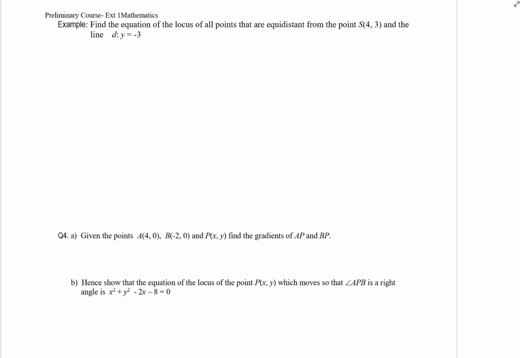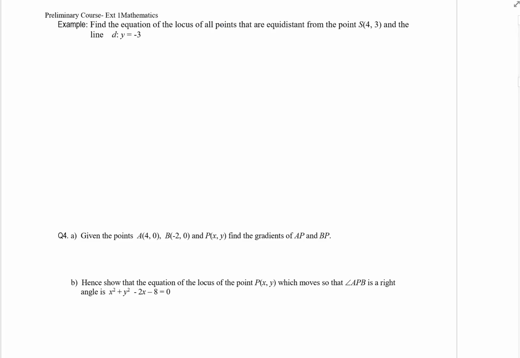Let's have a look at the next example, where we are to find the equation of the locus of all the points that are equidistant from the point S, which is (4, 3), and the line, named D, whose equation is y equals -3. Find the equation of the set of points, and remember, we're going to start off our solution.